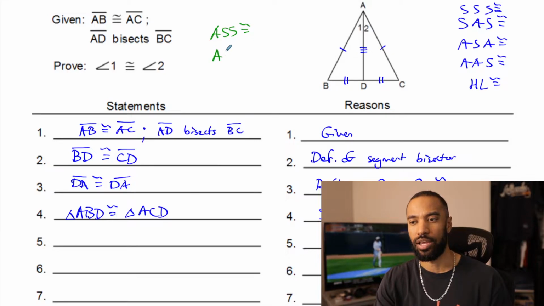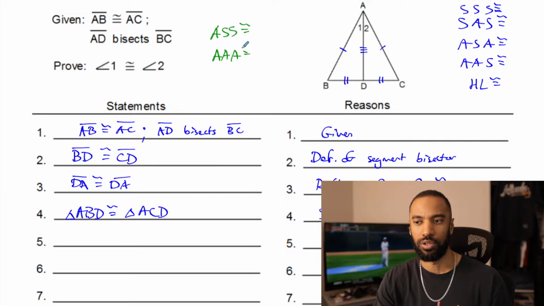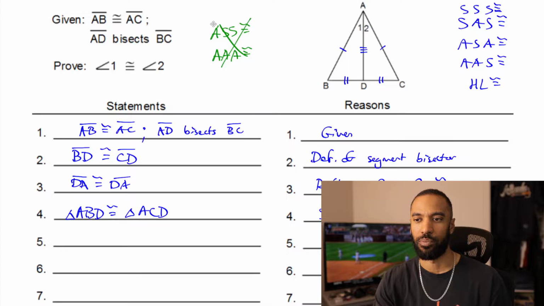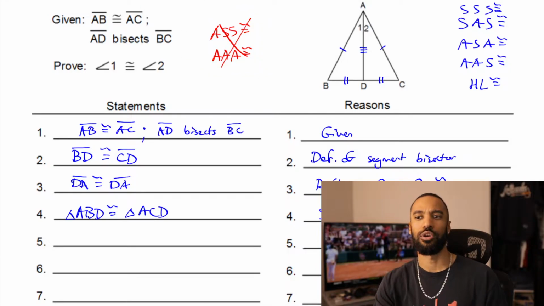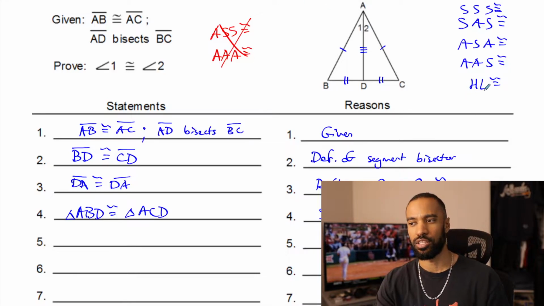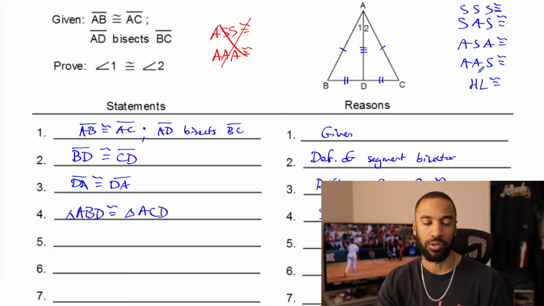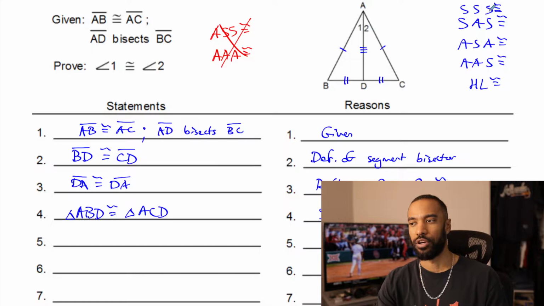You can't do angle, angle, angle, or angle, angle. Those aren't ones. I should probably mark that in red. Those are common ones that people want to try and run into, and there are no two-part ones. HL is not a two-part one because there's the right angles that are congruent as well. But there are no two-parters, just three minimum, and this is what we need here.